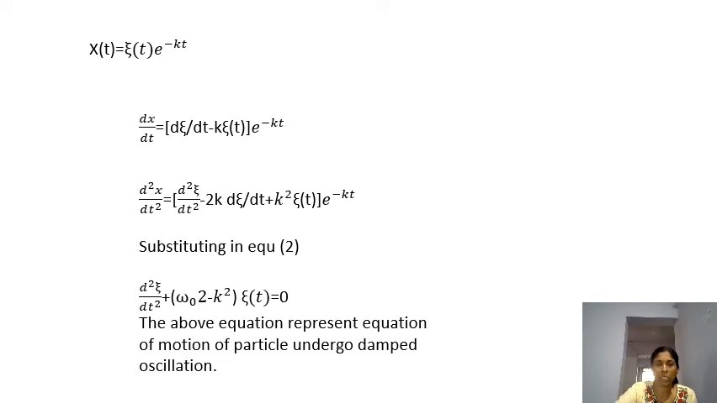So the wave equation with respect to the displacement is x of t equal to psi of t e power minus kt. We are differentiating with respect to t, and again differentiating with respect to t. So dx divided by dt represents the velocity and the second derivative represents the acceleration. We are substituting dx divided by dt and d square x divided by dt square in the previous equation, and finally we get the wave equation as d square psi divided by dt square plus omega naught square minus k square psi of t is equal to 0. This is the wave equation for the particle which executes damped simple harmonic motion.